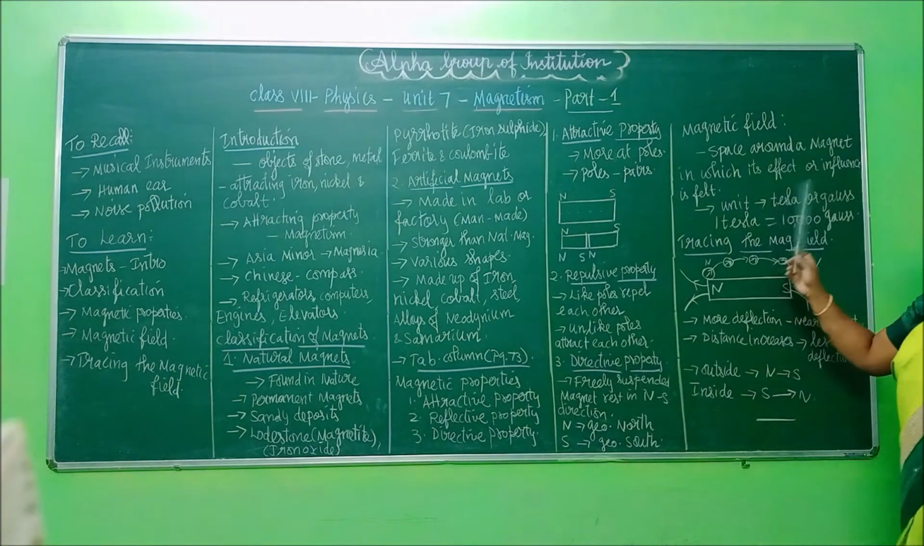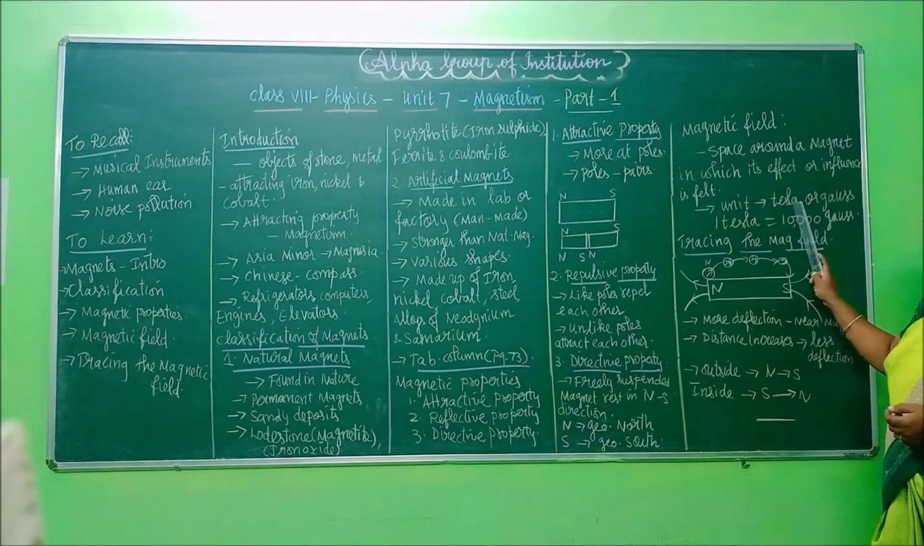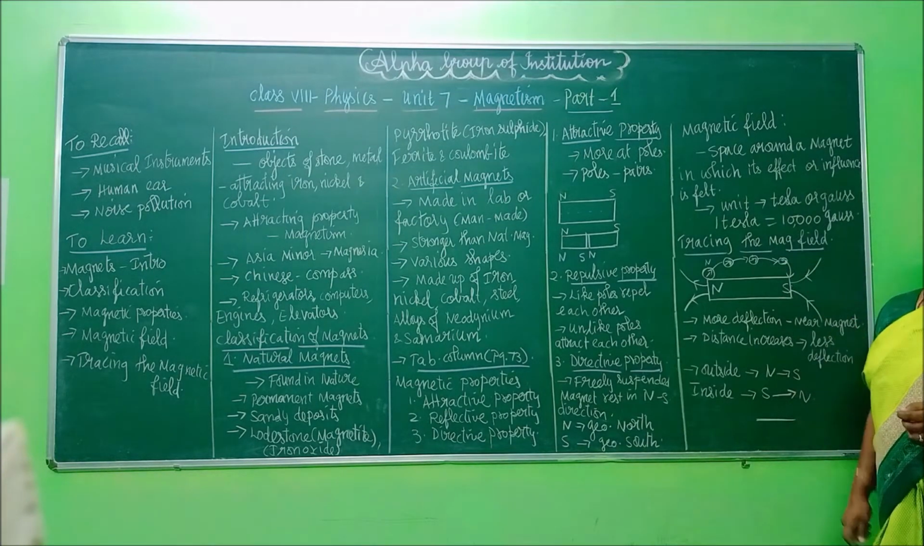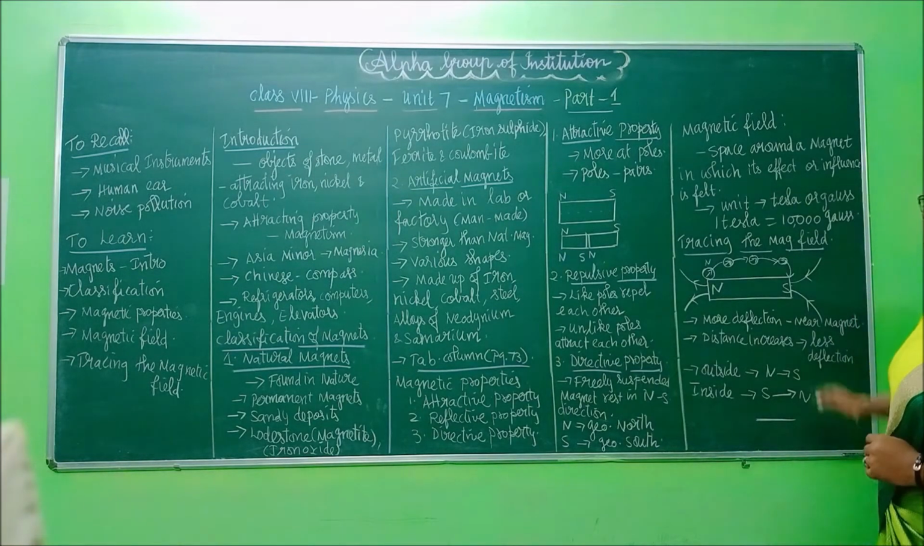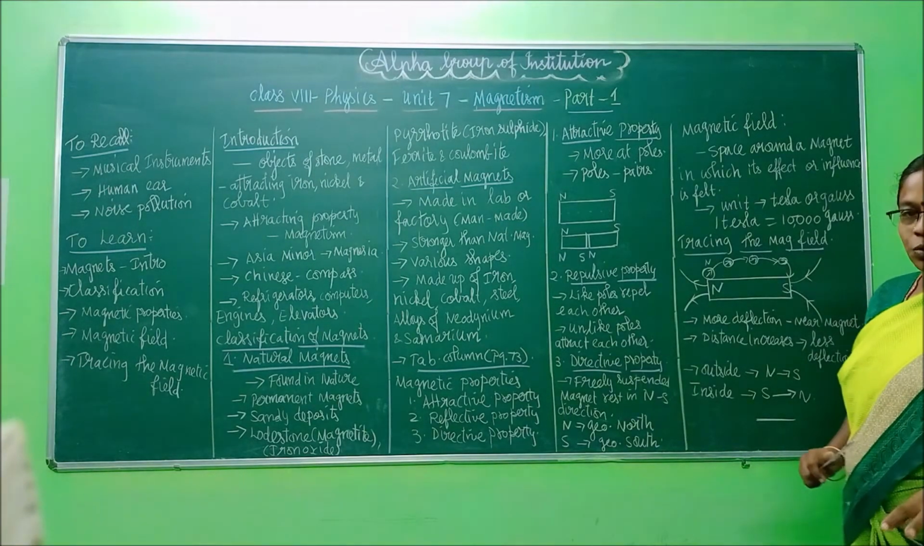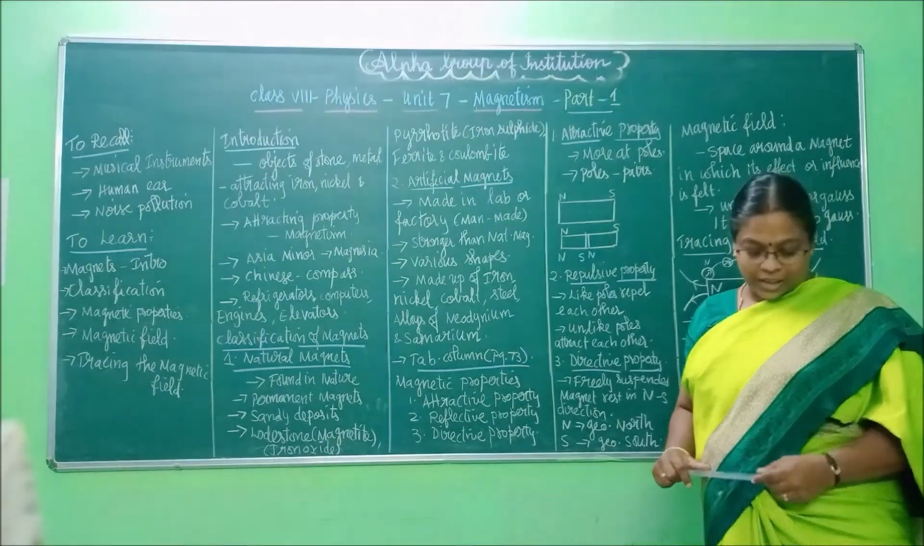What is the unit of magnetic field? It is Tesla, otherwise we call it Gauss. And 1 Tesla is equal to 10,000 Gauss. Underline these lines in your book. Right? Okay. Now I said to you how you will trace the magnetic field.